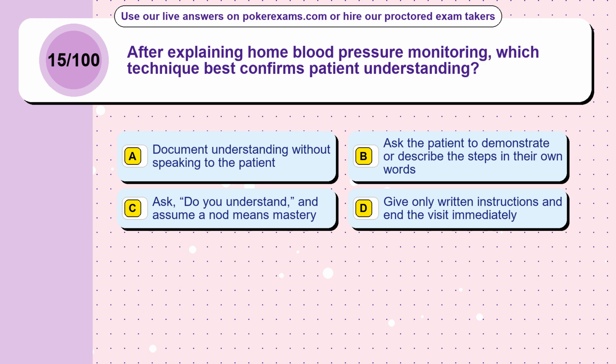Question 15. After explaining home blood pressure monitoring, which technique best confirms patient understanding? Option A. Document understanding without speaking to the patient. Option B. Ask the patient to demonstrate or describe the steps in their own words. Option C. Ask, "Do you understand?" and assume a nod means mastery. Option D. Give only written instructions and end the visit immediately.